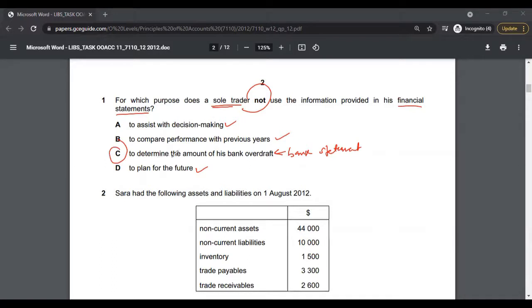Financial statements will not be used to determine the bank overdraft, even though from the balance sheet you can actually tell the bank overdraft amount, but that is not the primary use of the financial statement.